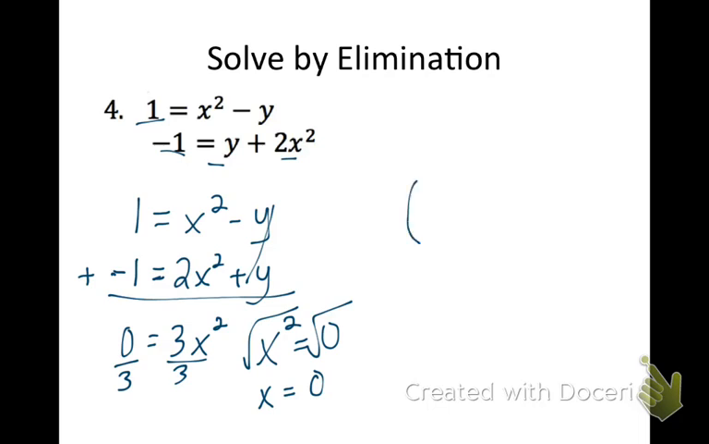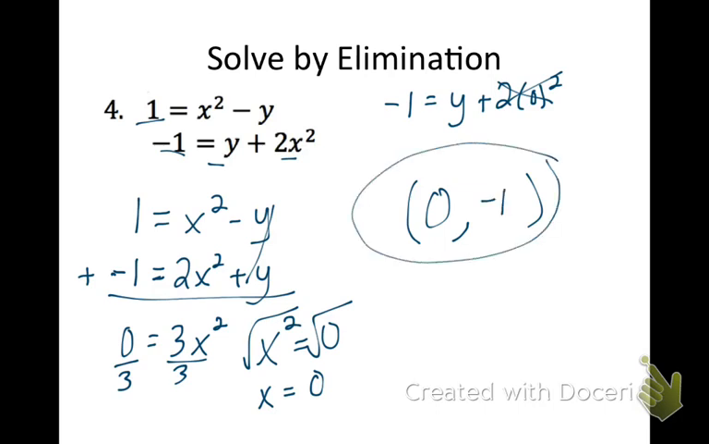Now we need to write these as points, so we have 0, comma. We just need to plug 0 back in for x in one of our 2 equations. If I pick that bottom equation, this 2 times 0 squared term cancels out, and I'm just left with y equals -1. And there's my solution.